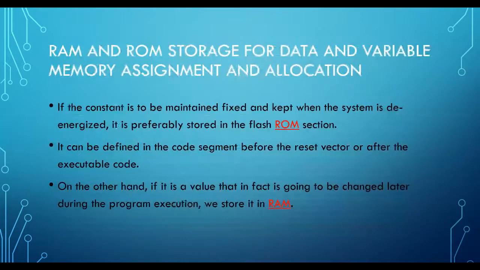All right. If the constant is to be maintained fixed and kept when the system is de-energized, it is preferably stored in ROM. You have a choice to store it in RAM or in ROM. If you want to have it permanently stored in the ROM, you can actually choose to do it. More examples of this are in the book: how do you make it store in the RAM, and how do you make it store in the ROM?